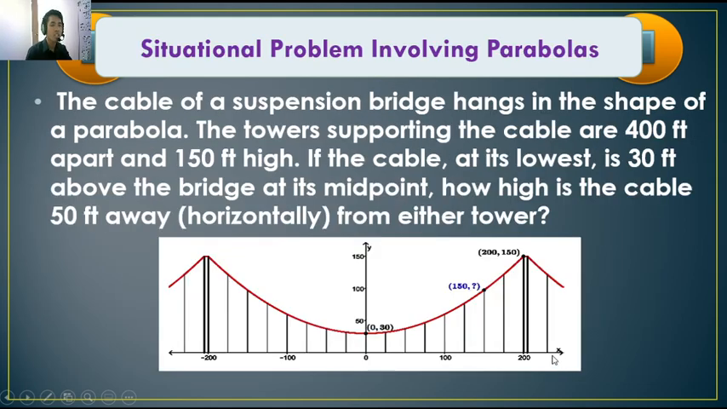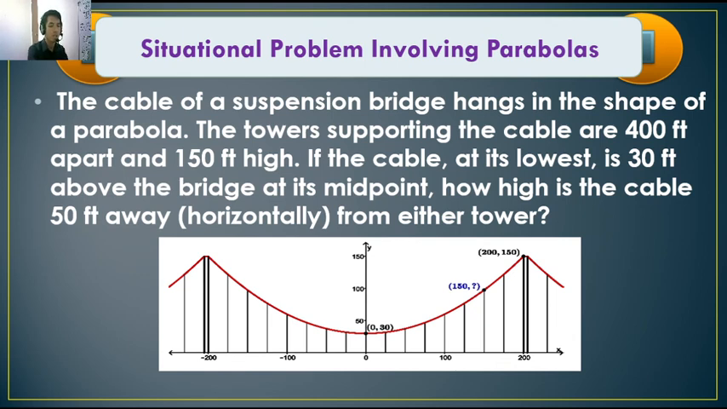Okay, so now let's proceed to a problem involving parabolas. The cable of a suspension bridge hangs in the shape of a parabola. The towers supporting the cable are 400 feet apart and 150 feet high. If the cable at its lowest is 30 feet above the bridge, at its midpoint, how high is the cable 50 feet away horizontally from either tower?